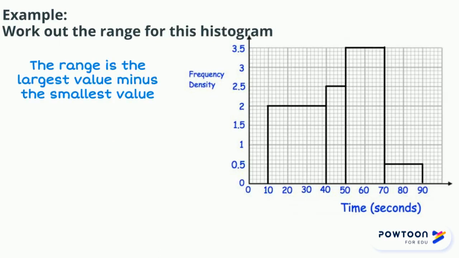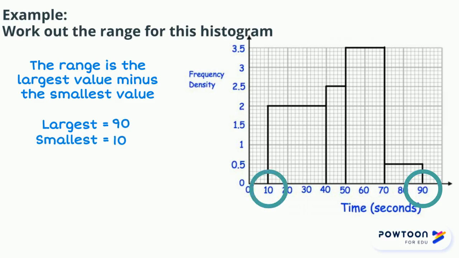To find the range, we can just simply look at the histogram. So our largest value will come where that last bar ends, so it's at 90. Our smallest value is going to be where our histogram actually starts, which is at 10. So our range is just 90 minus 10, which is 80.